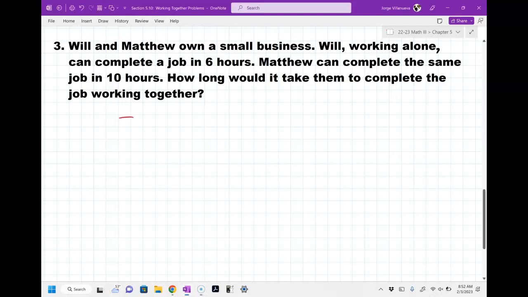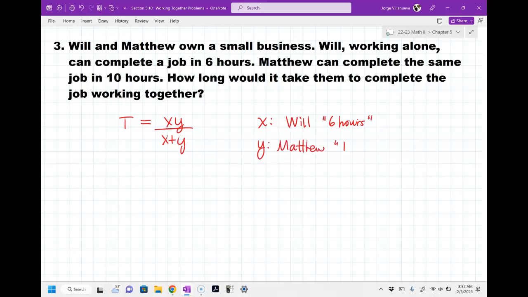So here's our formula, right? T equals xy over x plus y. I know that x is going to be Will, and that's in 6 hours, they said. And then y is going to be Matthew, and that's in 10 hours. So I got to figure out the t value. So t is equal to 6 times 10 over 6 plus 10. So t is equal to 60 over 16.